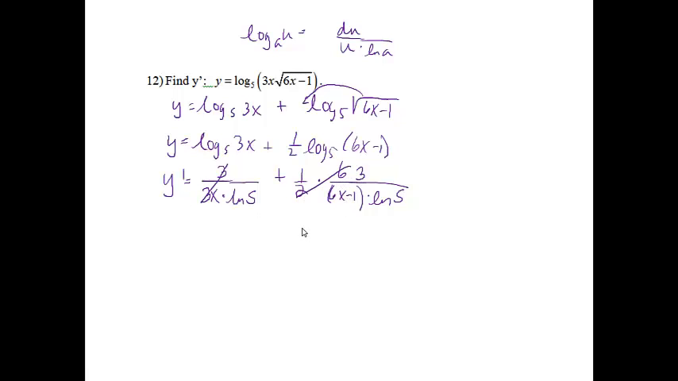And then I also notice that they both have a natural log of 5, so I'm going to factor out 1 over natural log of 5 and just see what we have left here. So if I factored out 1 over natural log of 5, I'd only be left with 1 over x in that first part, and then I'd be left with 3 over 6x minus 1 in that second part. And then I think I'd call that good.